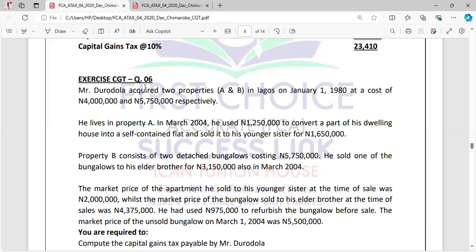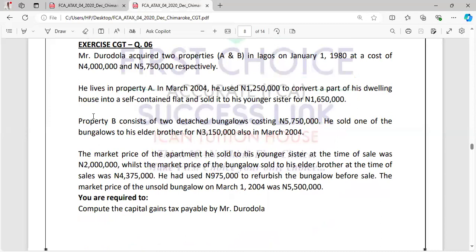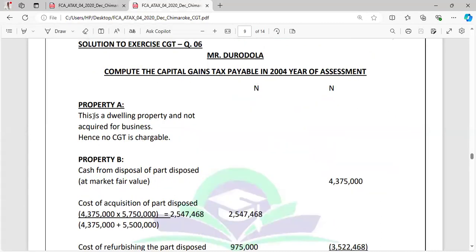Now you are required to compute the capital gains tax payable by Mr. Durodula. How do we calculate this? I have told us part of the elements involved in the calculation. Now look at property A. Property A is a dwelling property and not acquired for business. Hence, no CGT or capital gains tax is chargeable.